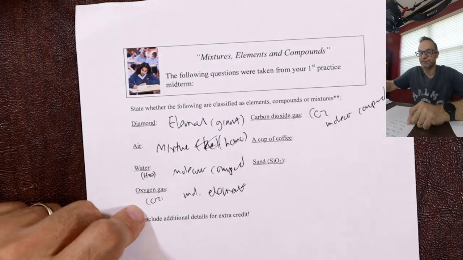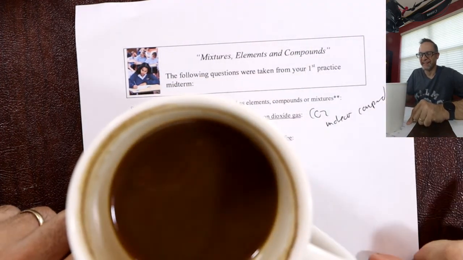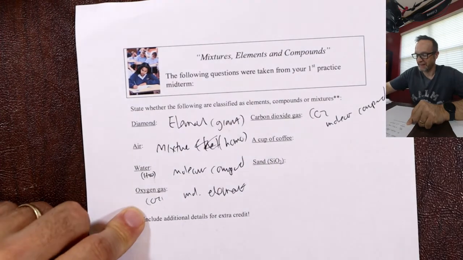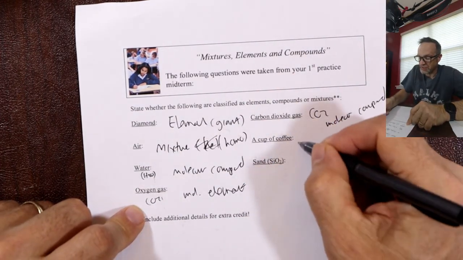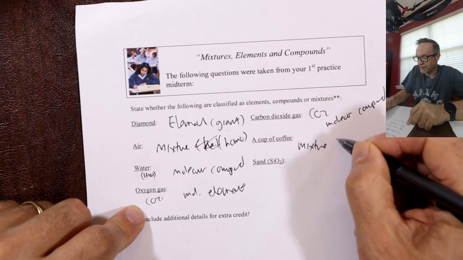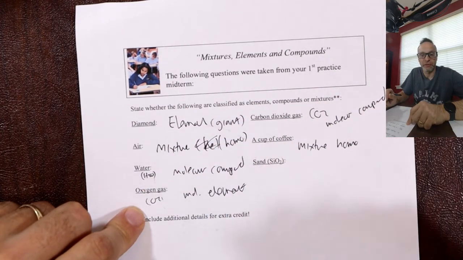Cup of coffee, interesting, right? If it's this stuff, like a brown liquid, it's obviously a mixture. There's all kinds of stuff in there. So it's a mixture, but it's homogeneous. It's the same brown goop all the way through.